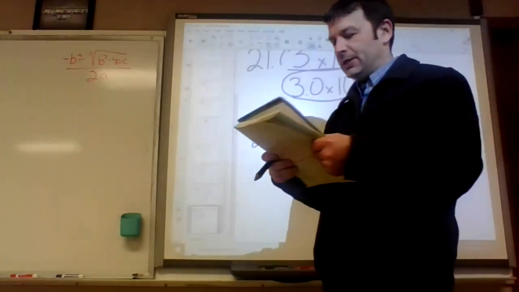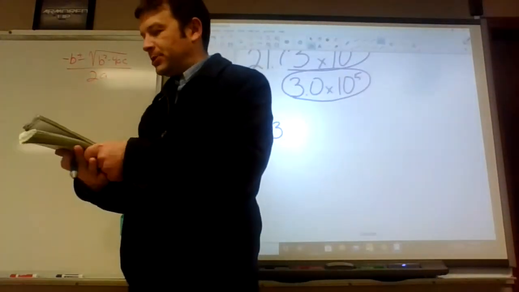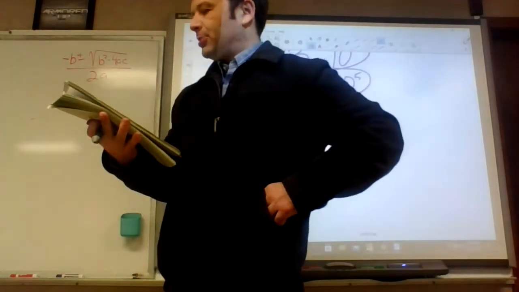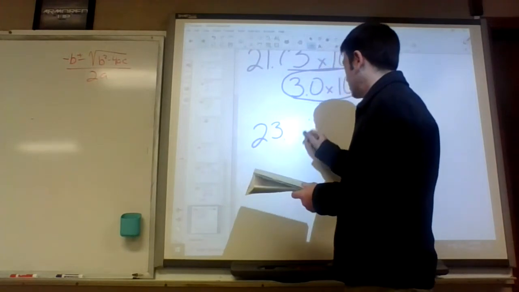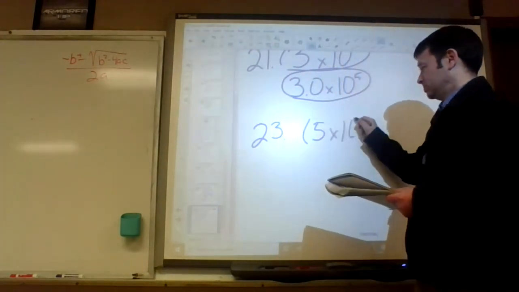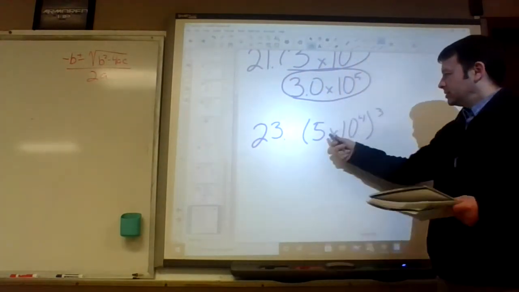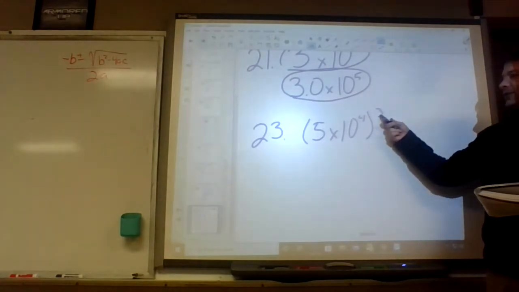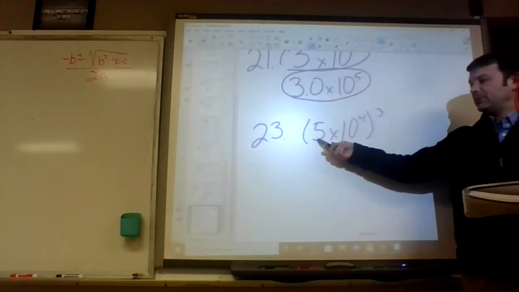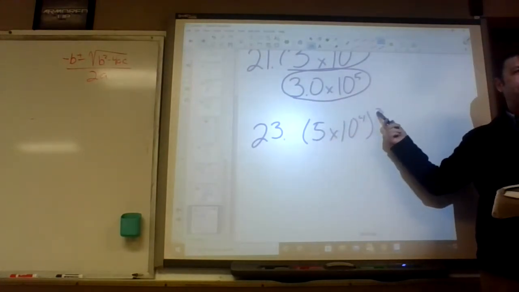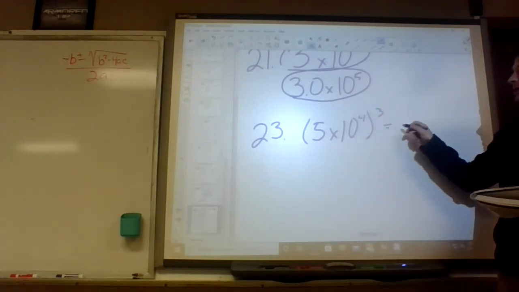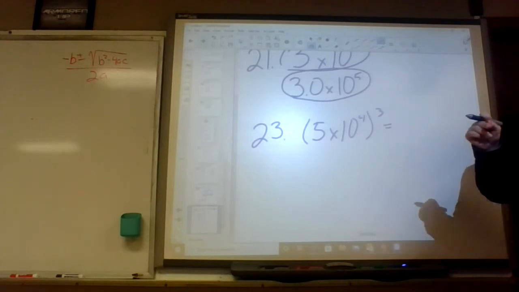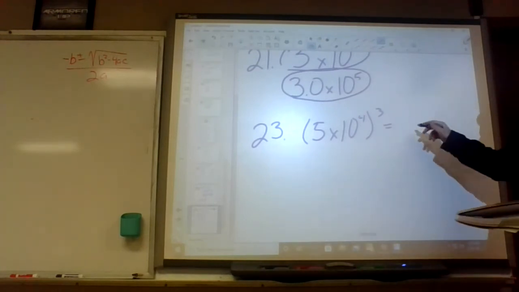23 is a power. So 22 is multiply. So make sure you're multiplying. 23 is 5 times 10 to the 4th, cubed. So 5 to the 3rd and 10 to the 4th to the 3rd. How do we do 5 to the 3rd? 5 times 5 times 5 is 125.